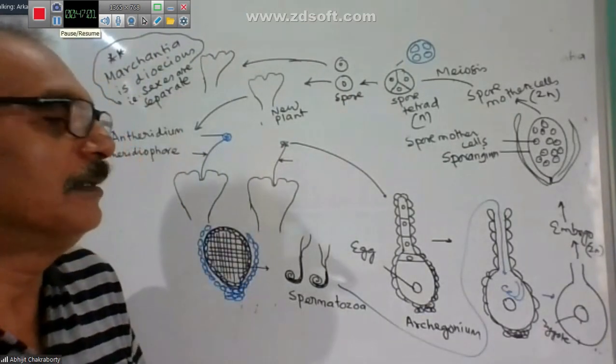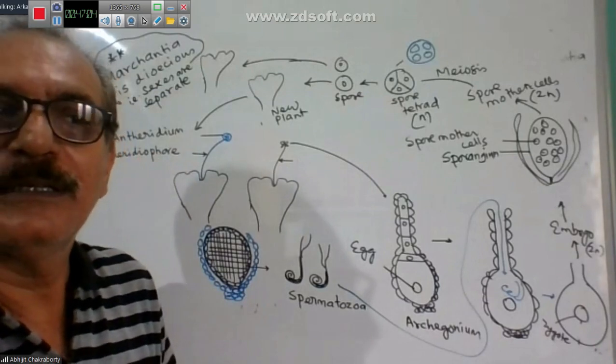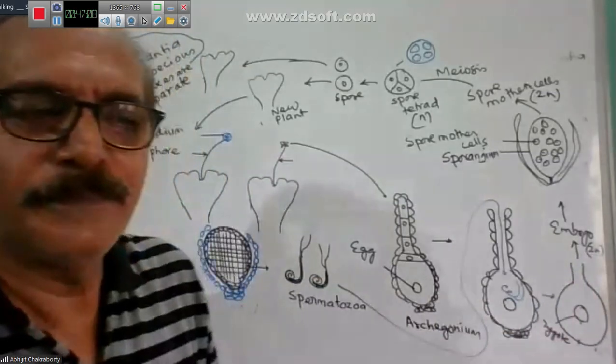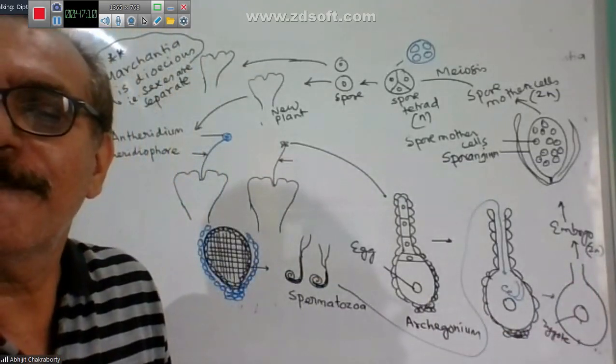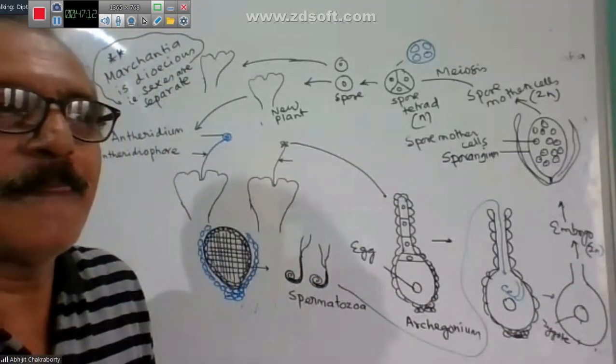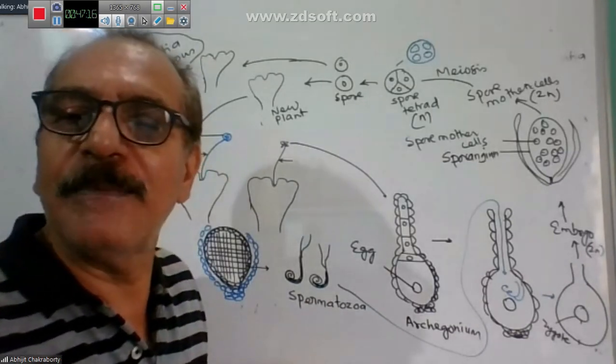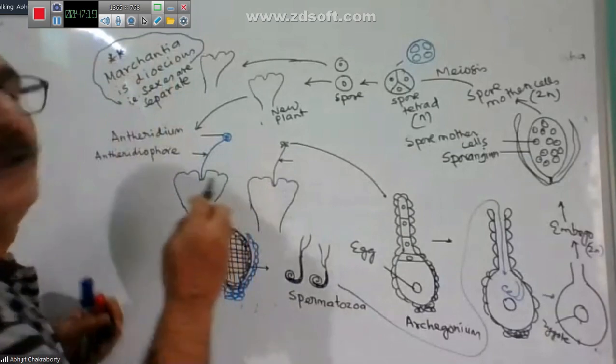Sir, gametophyte is an embryo. What is it in 2n? Sporophyte is embryo and gametophyte is spore tetrad. Spore tetrad actually means the spore. Look here, they are writing.